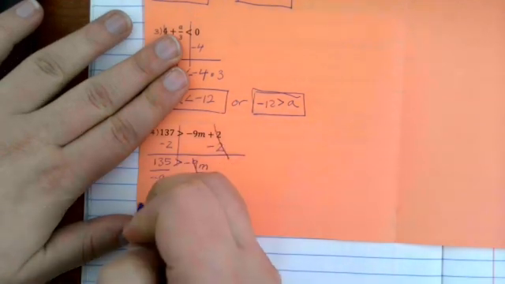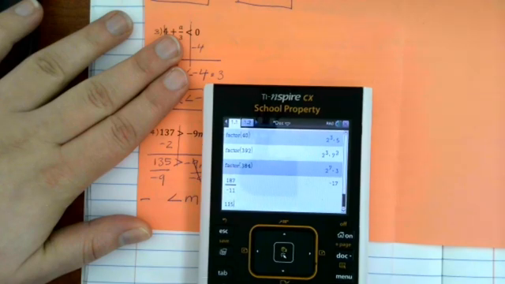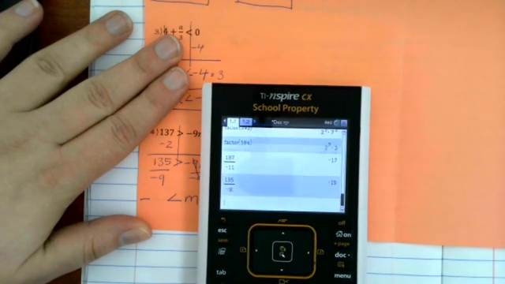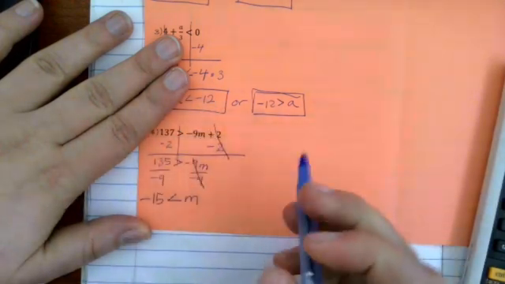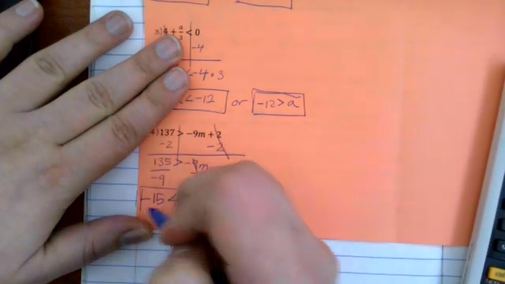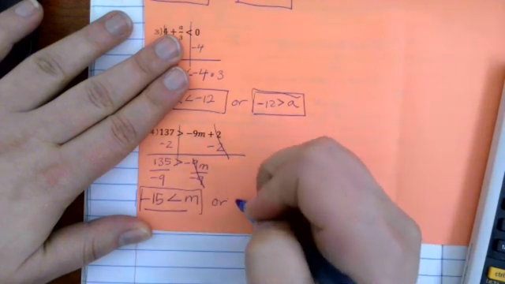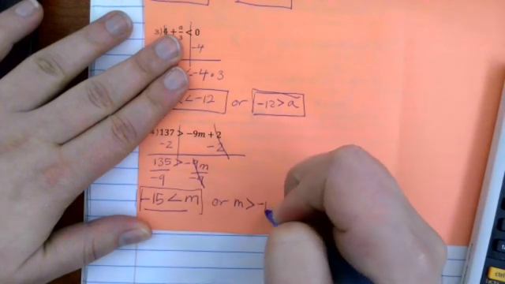I don't know what this is, but I know it's going to be negative. I'm going to check in my calculator. 135 divided by negative 9. Negative 15. And that's my answer. Or m is greater than negative 15.